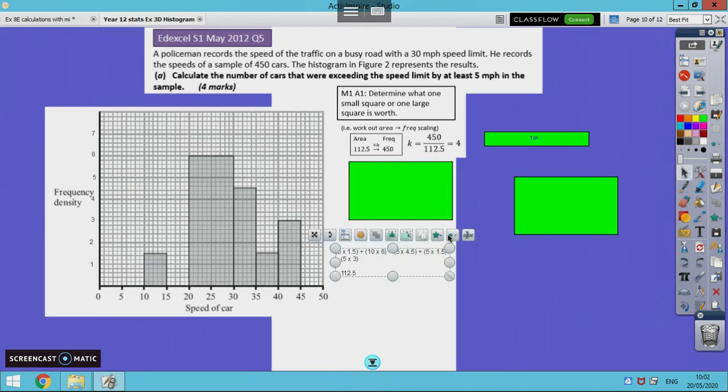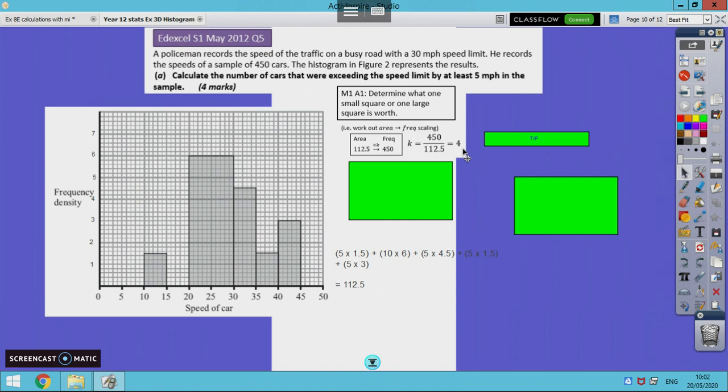We need to find the scaling to go from the area. What's multiplied by it to get to 450, and the answer is 4. So that would be 2 of the marks for identifying the scaling.